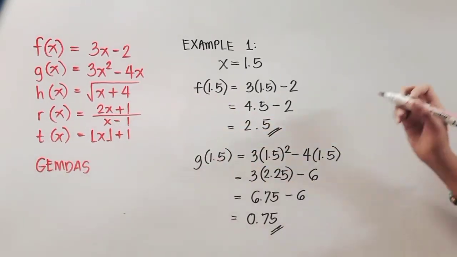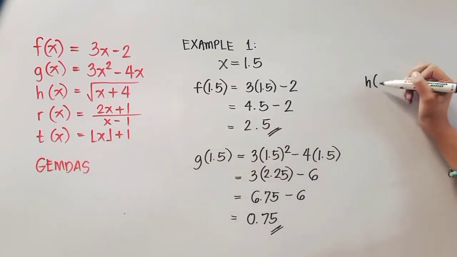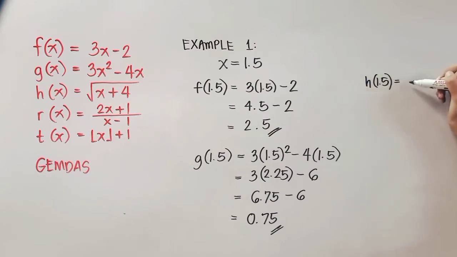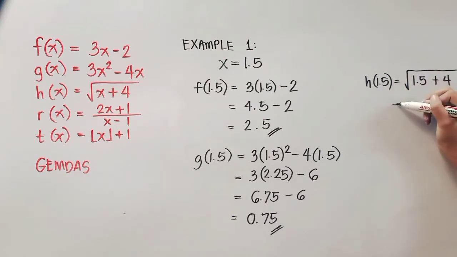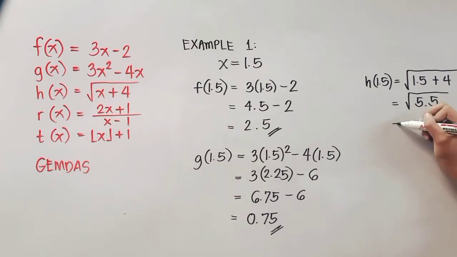Now let's start with h of x. Again, that's h of 1.5. So you will simply copy and then substitute the value of x. Square root of quantity 1.5 plus 4. Adding that, we'll have 5.5. Using your calculator, that will give us 2.34. And that is our final answer.